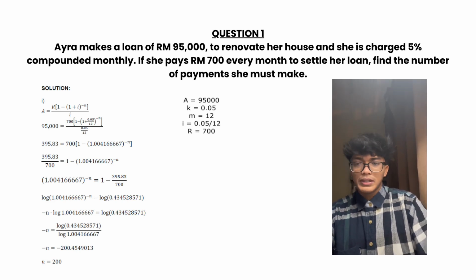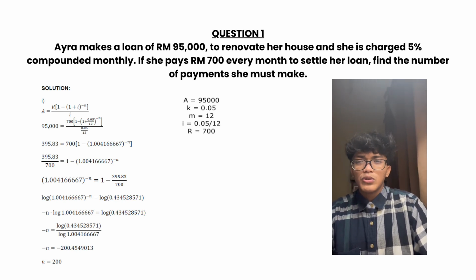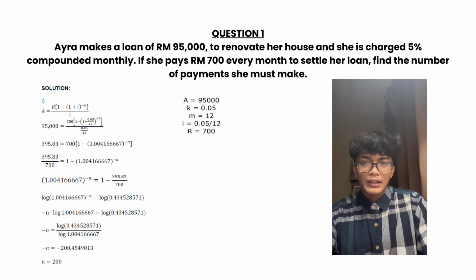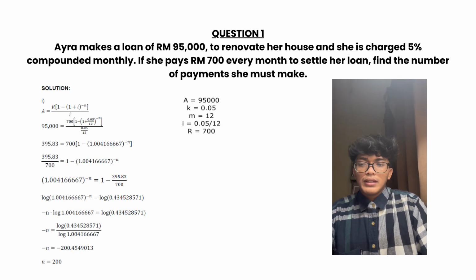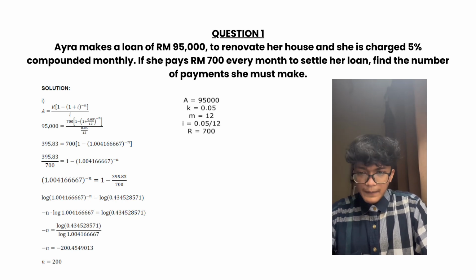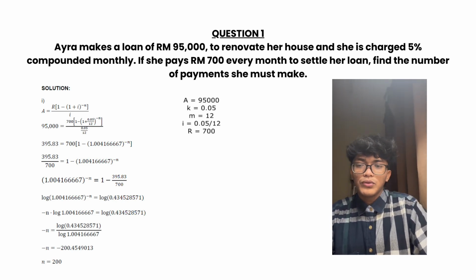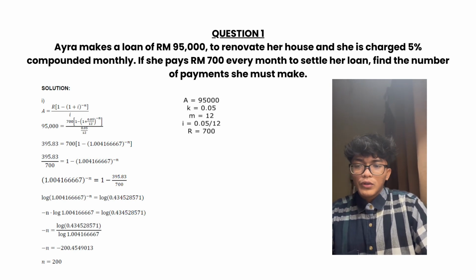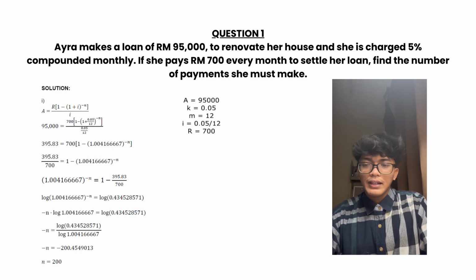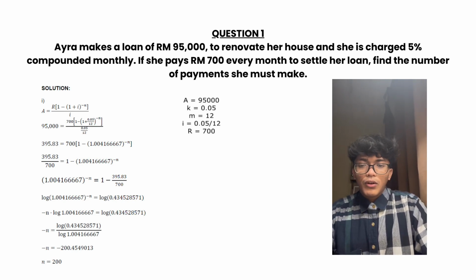We need to apply all the information into the annuity formula. Firstly, we will get 95,000 equals 700 times (1 minus (1 plus 0.05 over 12) to the power of negative n) divided by 0.05 over 12. Next, we will get 395.83 equals 700 times (1 minus 1.00416667 to the power of negative n). Next, 395.83 over 700 equals 1 minus 1.00416667 to the power of negative n. Next we will get 1.00416667 to the power of negative n equals 1 minus 395.83 over 700.